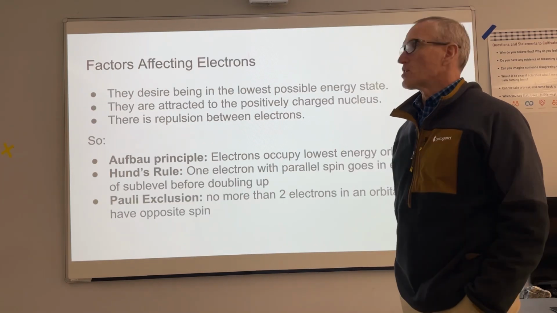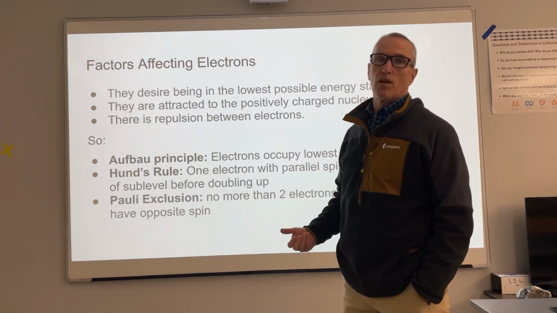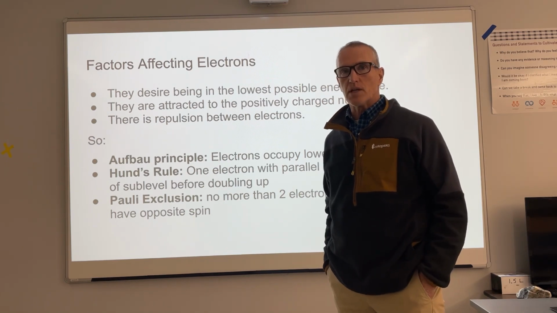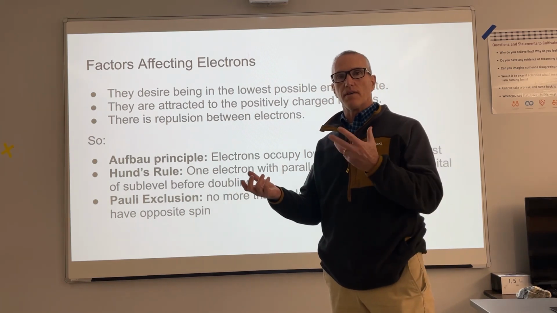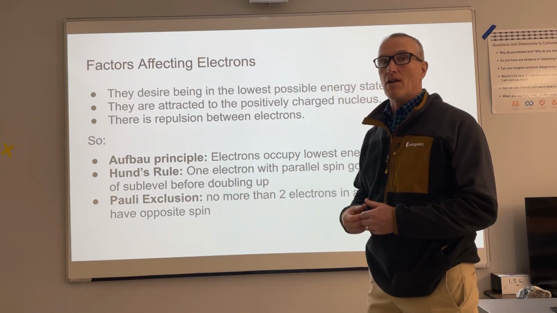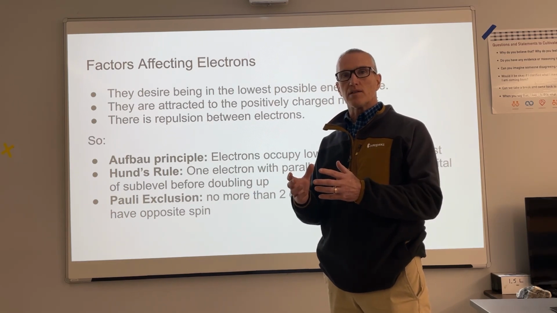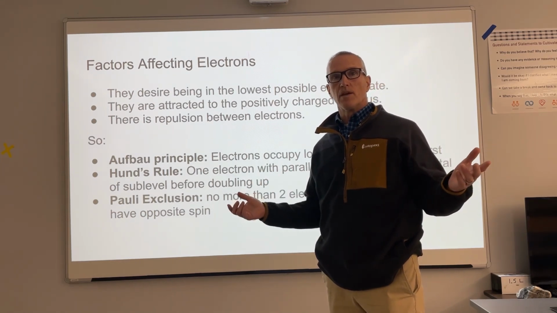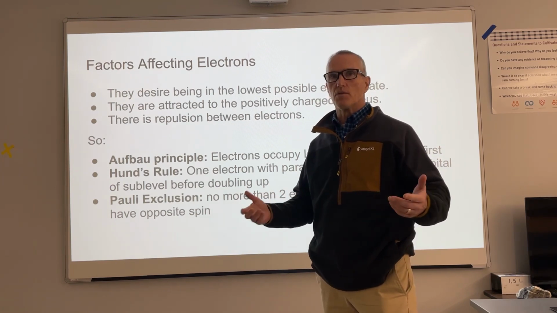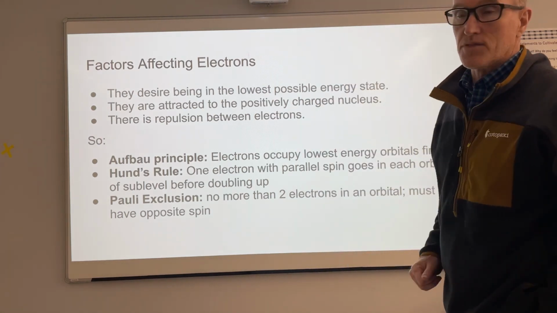We went over this, just a quick review, things about electrons. Electrons want to be in the lowest possible energy state they can possibly be in. They're attracted to the nucleus because the nucleus is positively charged and the electrons are negatively charged, so they're attracted to each other. And they repel other electrons. So imagine that they want to be as close to the nucleus as possible, but as far away from the other electrons as possible. So that creates a contradiction that's going to really influence the way that they arrange in the atom. There are a few rules that electrons follow.